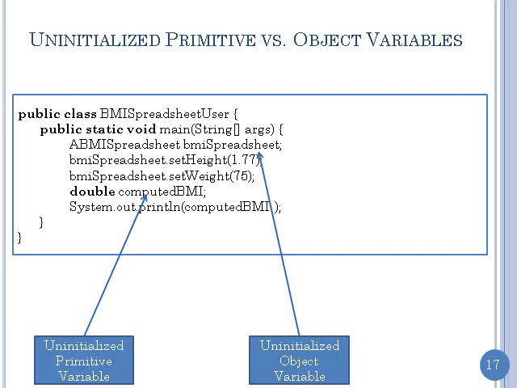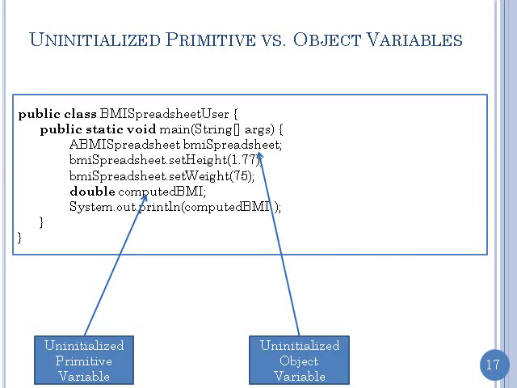Okay, just to see whether we understand this, what's going to happen here? What's changed here? I have a BMI spreadsheet variable to which I've never assigned an object. Java will let you do that, sometimes. Sometimes it won't. I have a computed BMI primitive variable to which I did not assign a value. So both of these variables have been left unassigned.